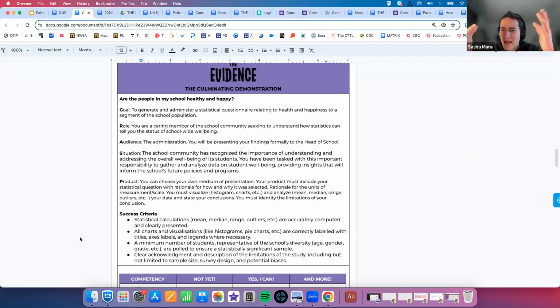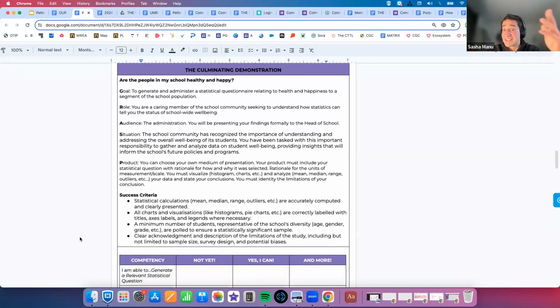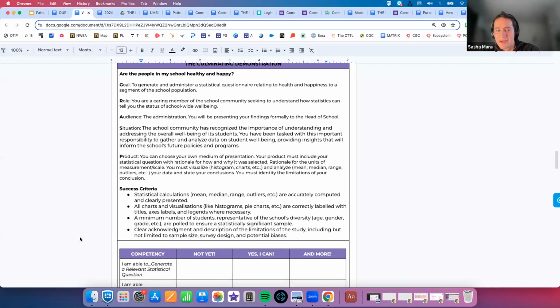And so they'll be creating some kind of statistical survey, collecting data from their school segment, analyzing it in a variety of mathematical ways, of course, so mean, median, mode, visualizing it via histogram, charts, taking out outliers, stating the limitations of their conclusions, and of course, generating the actual question itself and understanding that the way in which they administer this questionnaire will have an effect on what they receive as data, right? So we also have our success criteria here.